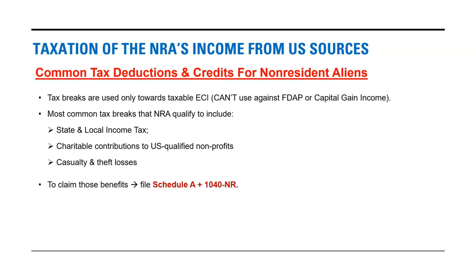Common tax deductions and credits for non-resident aliens. I was wondering, is there any tax deduction or tax credit allowed for non-resident aliens? Yes, there is, and they are called tax breaks. However, they can only be applied to effectively connected income from a business or trade. So these tax breaks, or tax deductions and credits, cannot be applied against fixed, determinable, annual or periodical income or capital gain income.